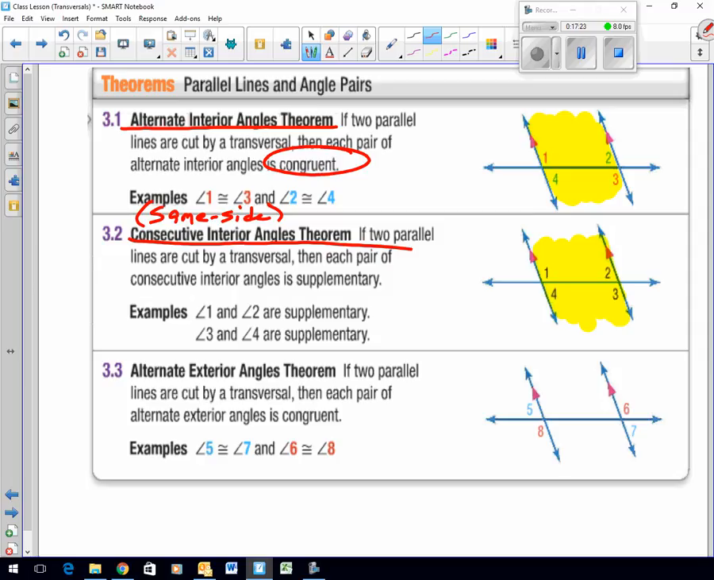Tyler, you're playing Red Rover. Here is your field dividing the teams. Okay? Who's on the same side? 1 and 2 and 3 and 4. Those are your same side interior angles then. 1 and 2 are same side interior. 3 and 4 are same side interior. Okay? And what does it say that they are? Are they congruent? Supplementary. Ah, they're supplementary. Okay? Same side interior angles are supplementary.